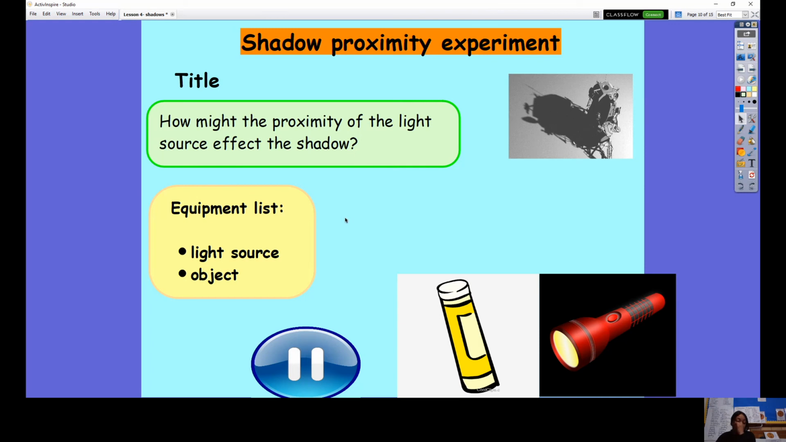Fantastic. The next thing you will need is a light source and an object. So we're writing our equipment list now, just so that if we were to repeat this experiment again, we can see what we need to get. We're using a light source and an object.